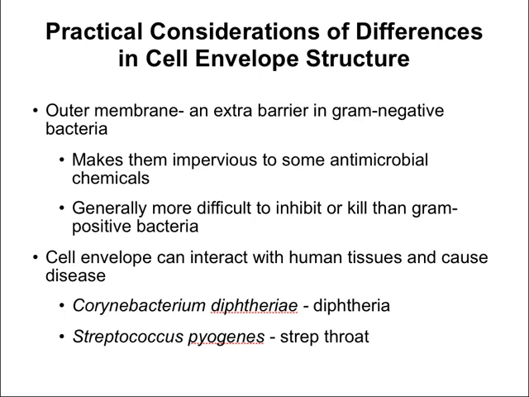This is the case with Corynebacterium diphtheriae, the one that causes diphtheria, and Streptococcus pyogenes, the one that causes strep throat. Proteins attached to the outer portion of the cell wall in these bacteria have toxic properties in their interactions with the human immune system. So this brings us to the end of our section on the cell envelope. Next, we'll embark on an exploration of the internal structures in bacteria.